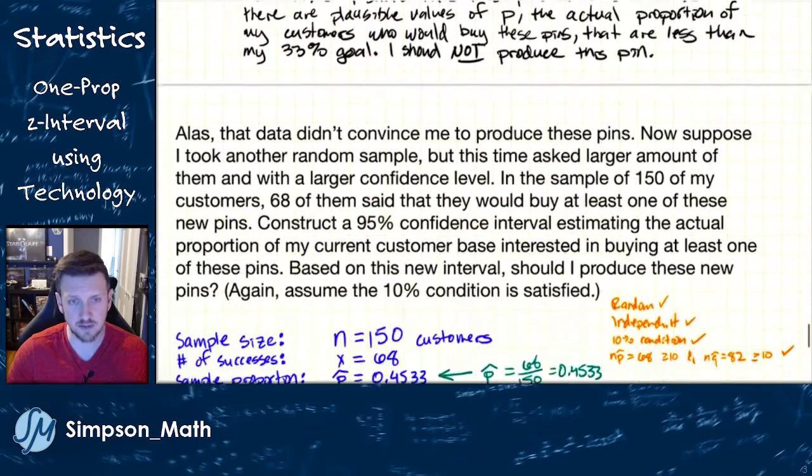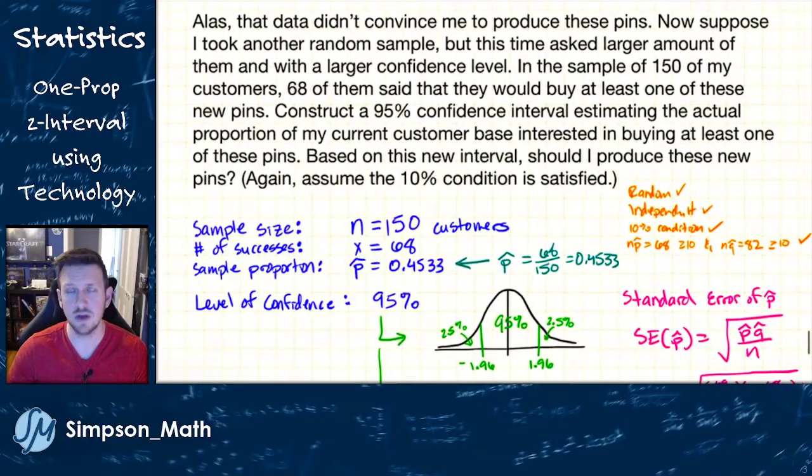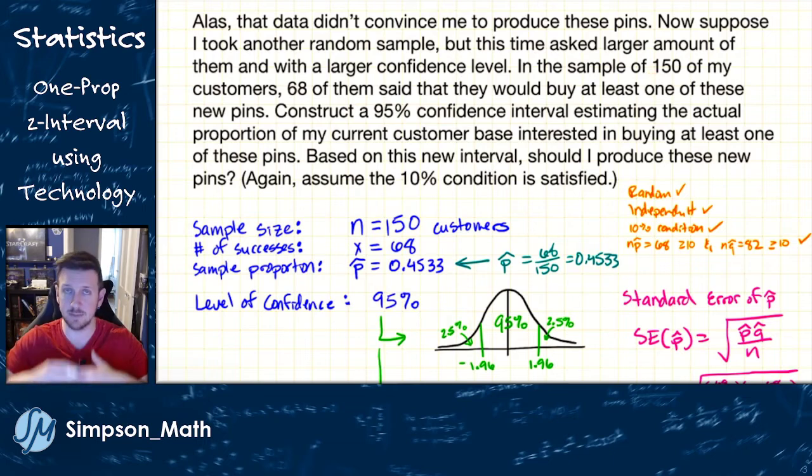As kind of a follow-up, I said, alas, that data didn't convince me to produce these pens. So now suppose I took another random sample, but this time I asked for a larger amount of them and a larger confidence level. So by increasing my sample size, that should decrease the width of the confidence interval, but I am at the same time increasing my level of confidence, which is making it wider. So let's see how this plays out.